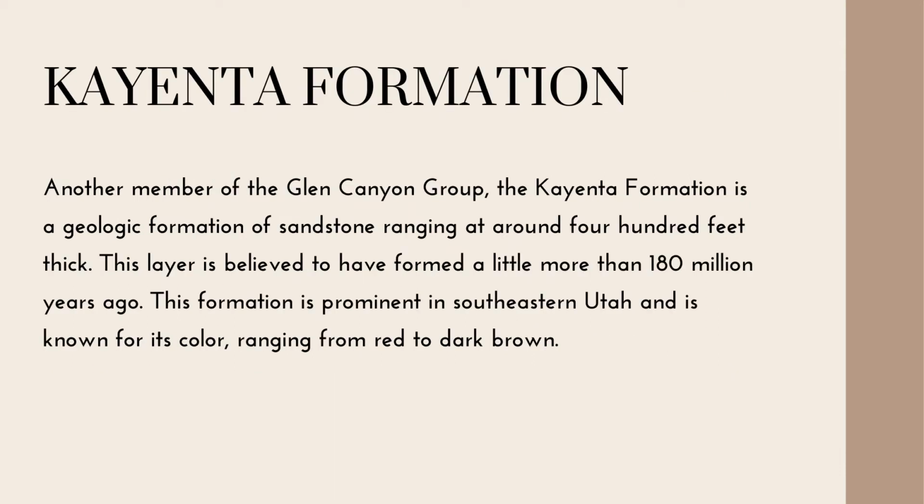The Kayenta Formation. Another member of the Glen Canyon group, the Kayenta Formation is a geologic formation consisting of sandstone. The layer is also generally around 400 feet thick. The Kayenta Formation is believed to have been formed around 180 million years ago. This formation is especially prominent in southeast Utah and ranges from red to dark brown in color.